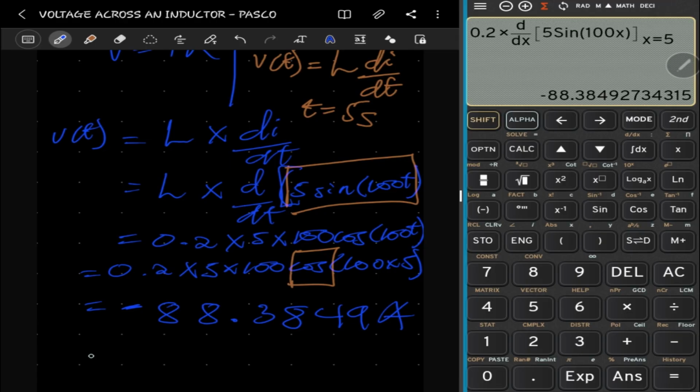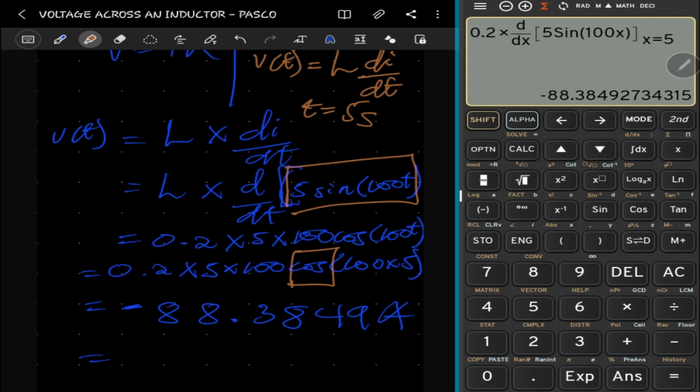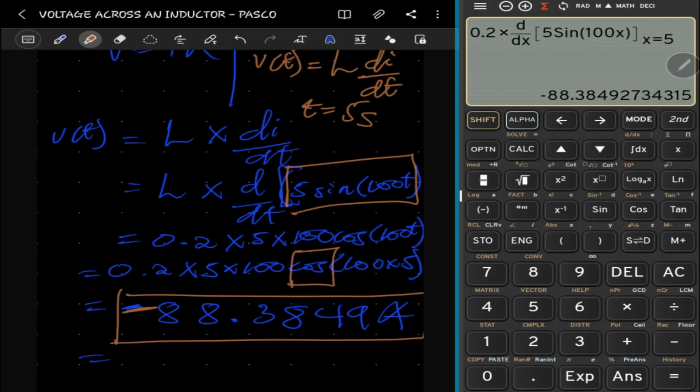Yeah, so we see the same thing when we punch it. So that's still 88.3849 approximately. Yeah, right. So that's what we are getting. So for this particular one, the current across it is this. So if it were in a circuit, the minus is just specifying that it's in the opposite direction to what is initially given.